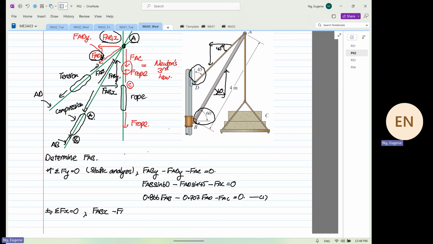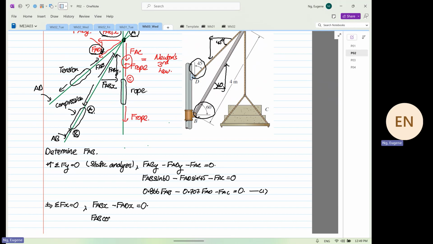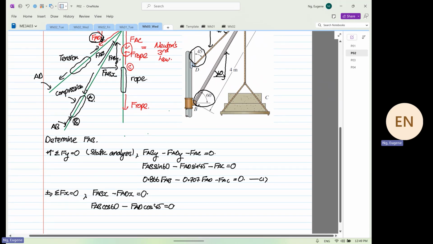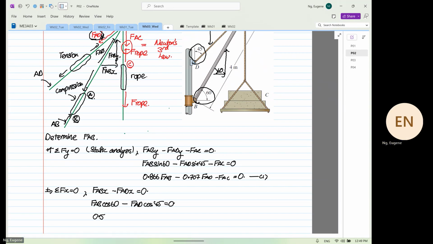Minus FAD x is equal to 0. So that will be equal to FAB cos 60 minus FAD cos 45, and the whole thing will be equal to 0. So cos 60 is equal to 0.5 FAB minus cos 45, 0.707 FAD. The whole thing is equal to 0.